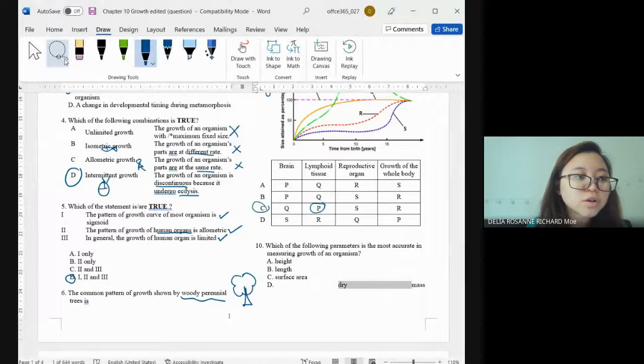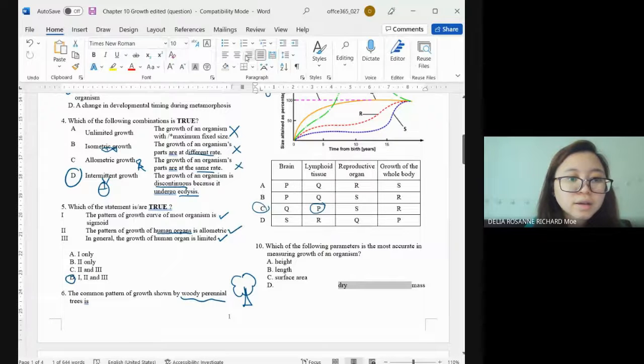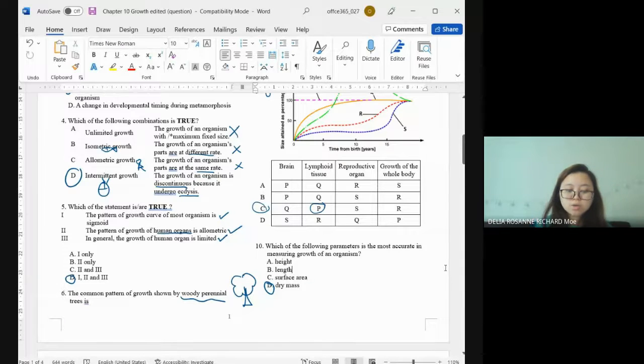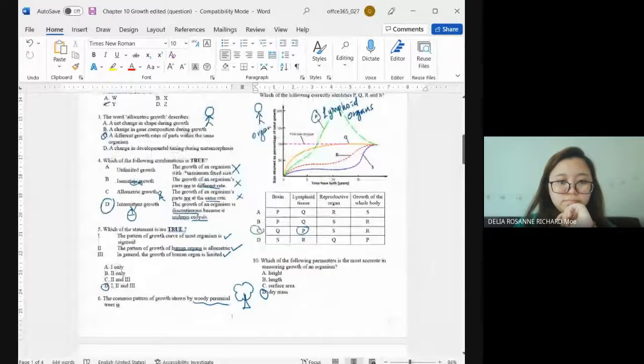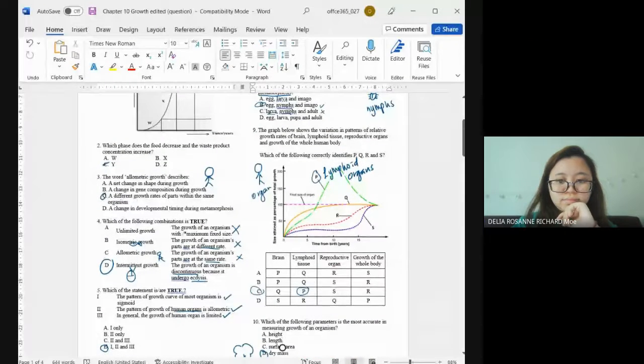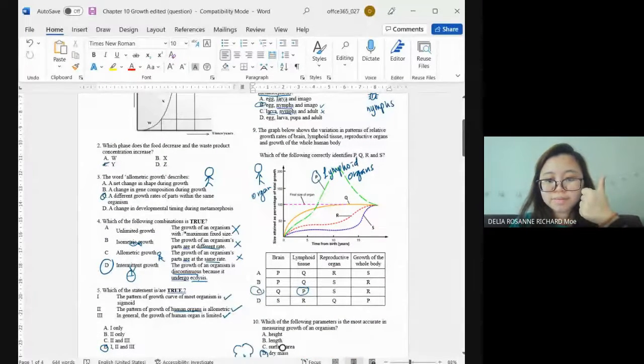Alright, then we're going to the final question. Dia pun ketarak juga ni dia punya jawapan final ni. Okay. The most accurate in measuring growth is D, dry mass. Okay, soalan nombor 10 ada sebarang masalah? Ataupun any question in 1 to 10, any problems with it? Or all okay?